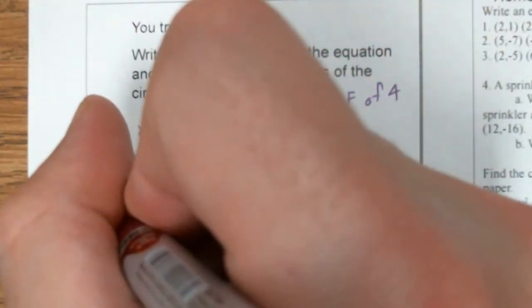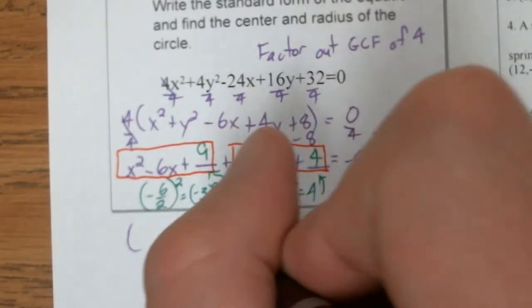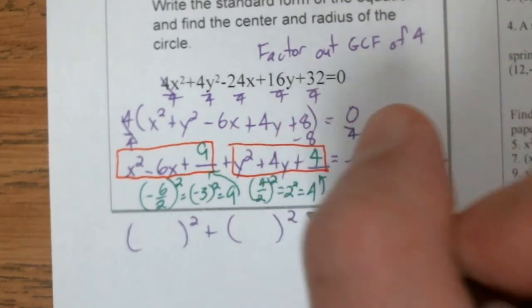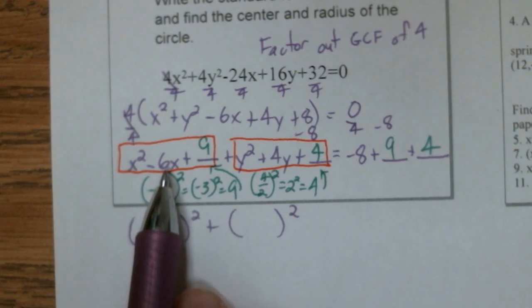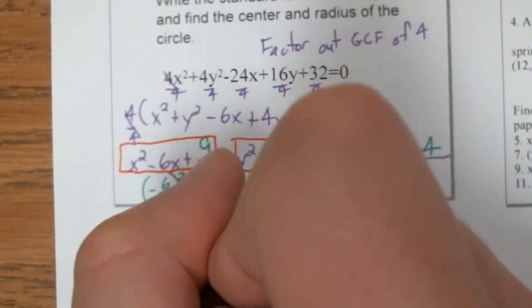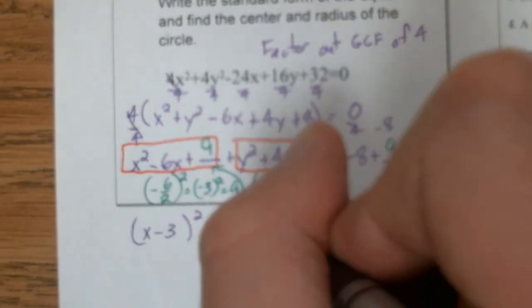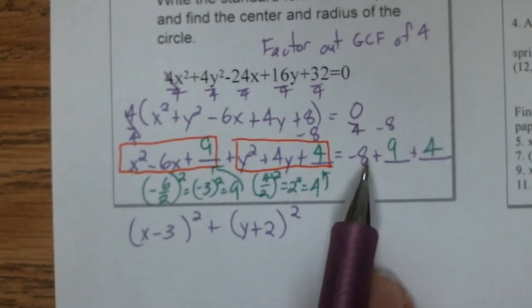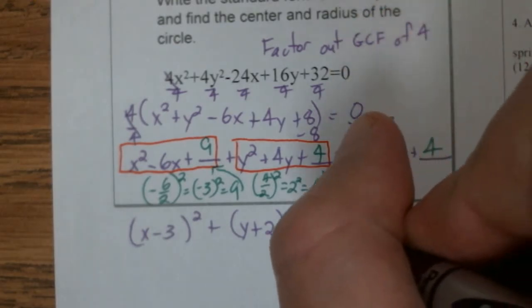Okay, now I'm ready to factor my perfect square trinomials. Got 2 of them. Okay, so let's go ahead and write down our parentheses squared piece. I know I'm going to have 2 parentheses squared pieces. Okay, what goes in here is half of the middle term, half of the b term. Half of negative 6 is negative 3, so that's x minus 3. Half of 4 is 2, so that's going to be y plus 2. And then combine your like terms. Negative 8 plus 9 plus 4 is 5.